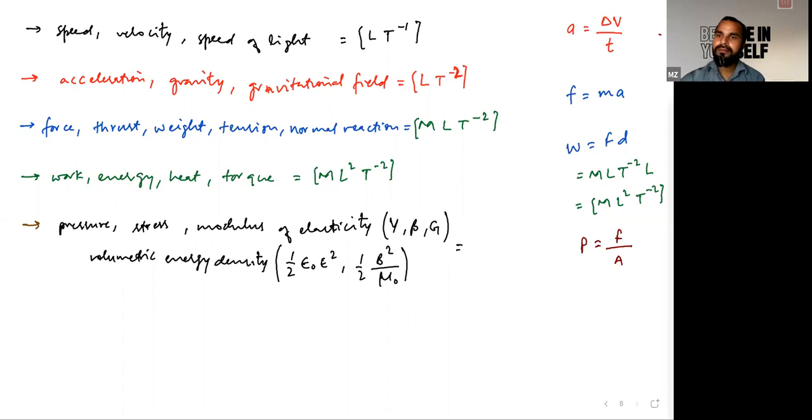Have you solved? You have to just put the dimension of force and the dimension of area, and simplify them. Area means it is L squared.